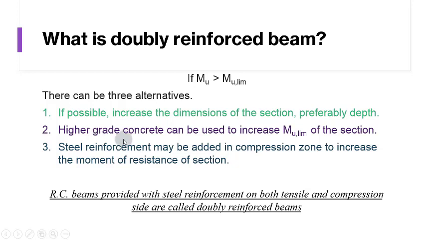The next alternative can be to incorporate steel reinforcement at compression zone in order to increase the moment of resistance of section. So, reinforced concrete beams provided with steel reinforcement on both tensile and compression side are called doubly reinforced beam. While in singly reinforced section, we used to have only tension reinforcement, whereas for doubly reinforced beam, we will have both tension as well as compression reinforcement. Now, this compression reinforcement has been added in order to increase the moment of resistance of the section, such that it can take more applied moment which is expected on beam for certain cases.